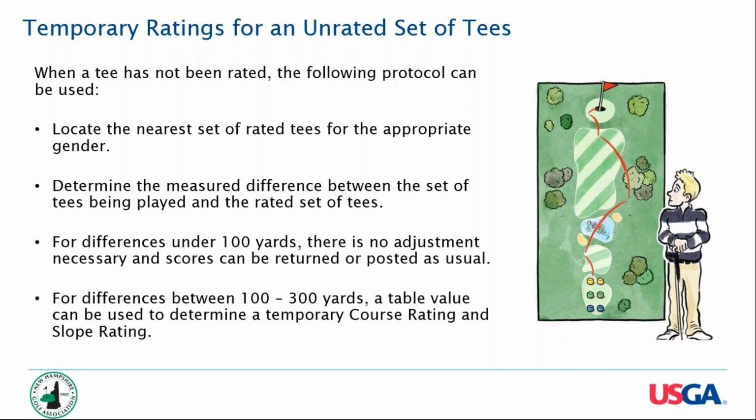And then for differences between 100 to 300 yards, a table value can be used to determine a temporary course rating and slope rating. Again, that table can be found in the rules of handicapping as well. And then adjustments that are beyond 300 yards are not acceptable to be posted.